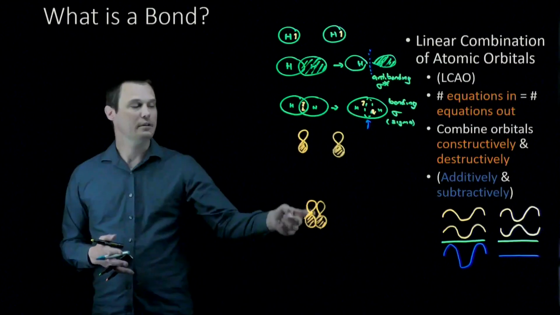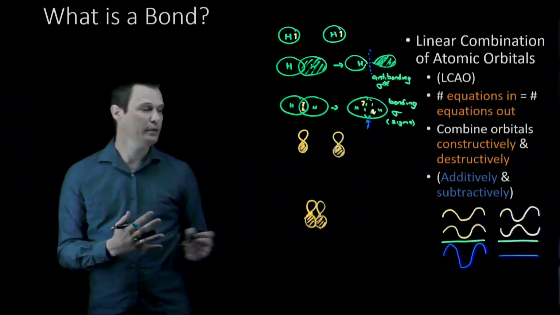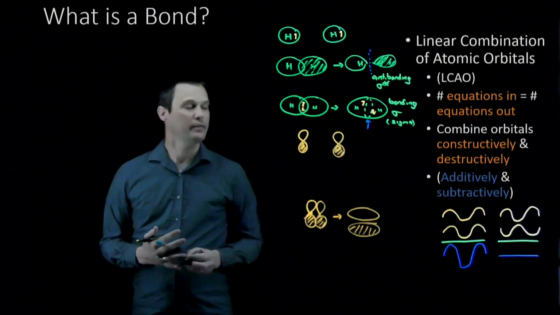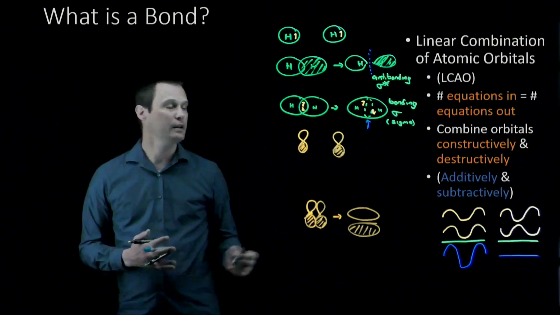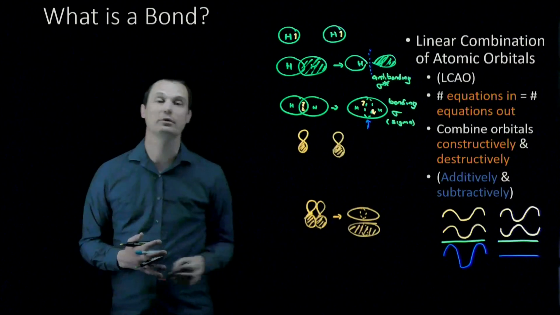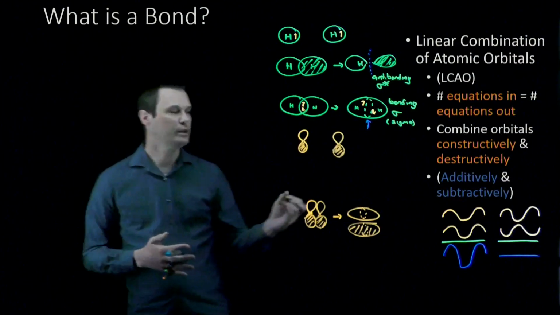That will increase the amplitude, increase the probability of finding the electron where these 2 orbitals overlap. So the pi orbital looks like this picture, where we have increased the amplitude of finding the electron, increased the probability of finding the electron in that volume of space between the 2 nuclei where the orbitals constructively overlap. This is the bonding orbital, and it is the pi orbital.